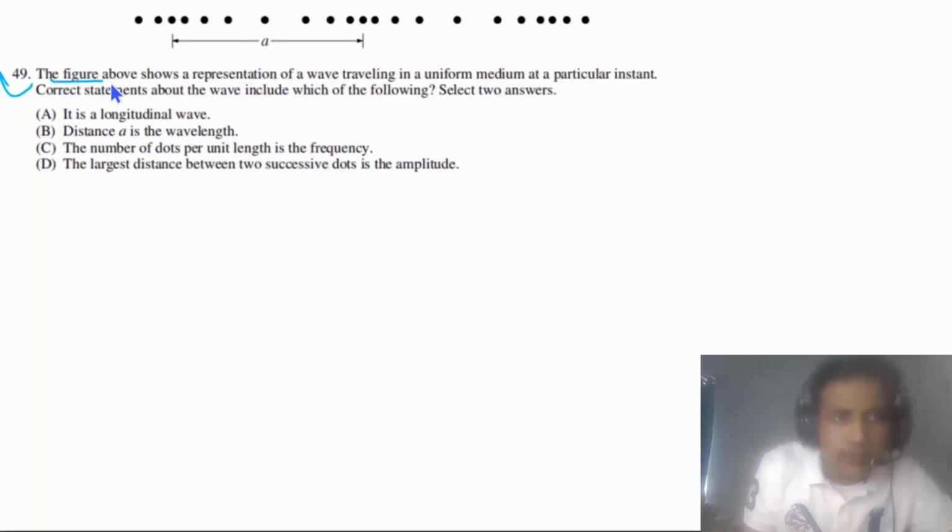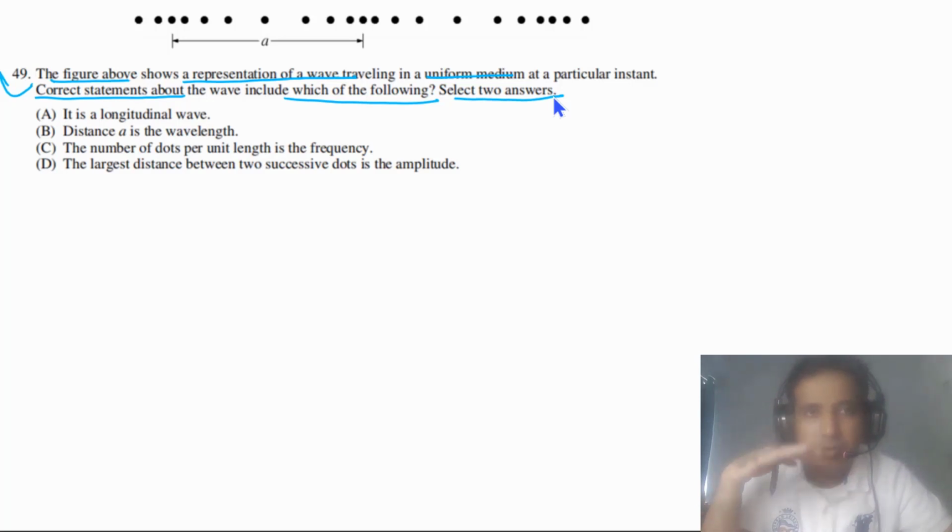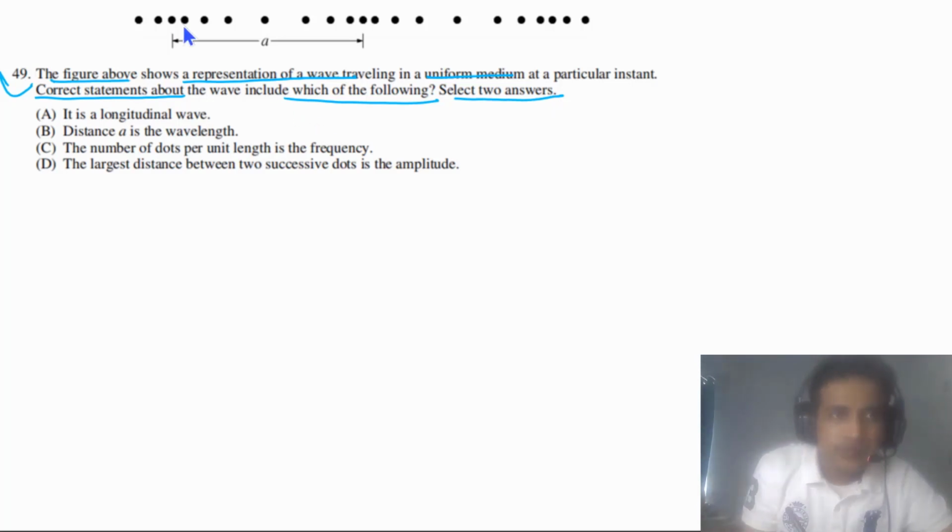Question 49 says the figure above shows a representation of a wave traveling in a uniform medium at a particular instant. Correct statements about the wave include which of the following? Select two answers. If you look at this given wave, we can see the particles. Particles are very close to each other here, so we call this region compression. And in the next region, particles are far away from each other. We call this rarefaction.